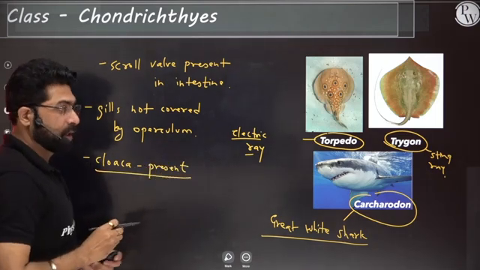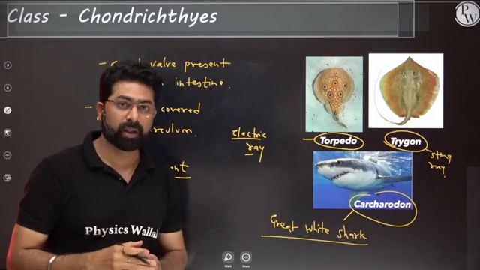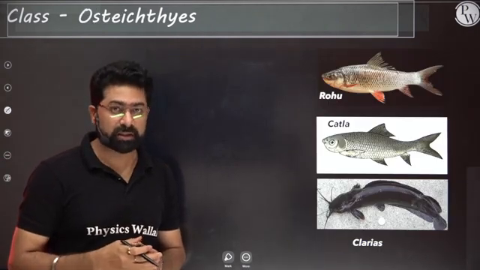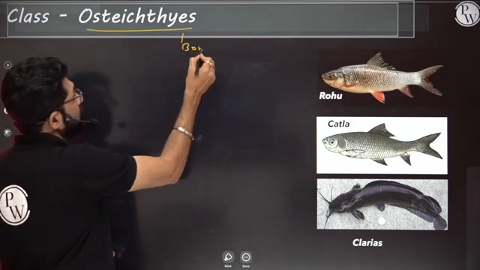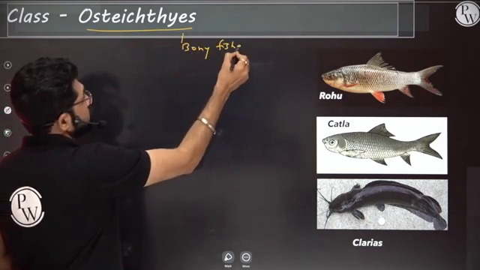Is it okay with you? Have you understood about the chondrichthyes now? Let's see the osteichthyes now. Osteichthyes are commonly called bony fishes.